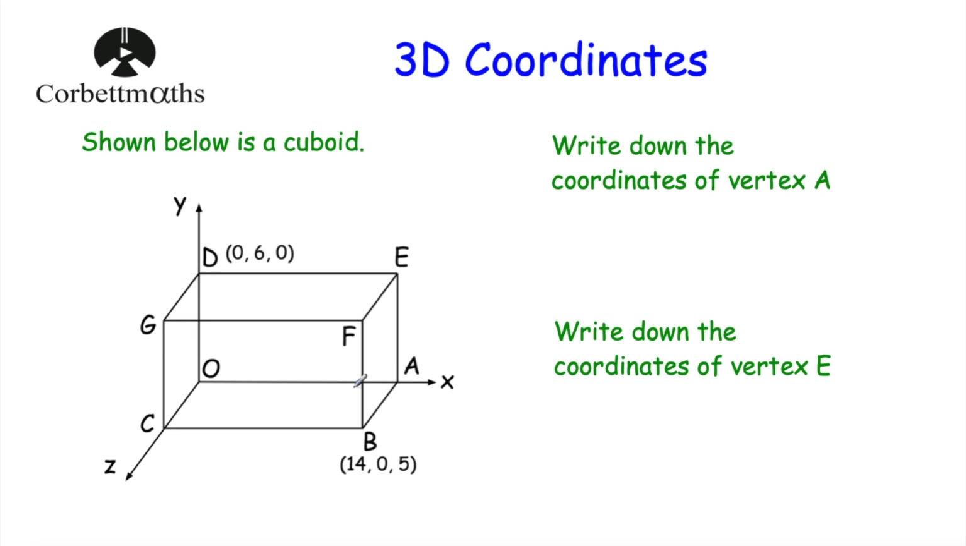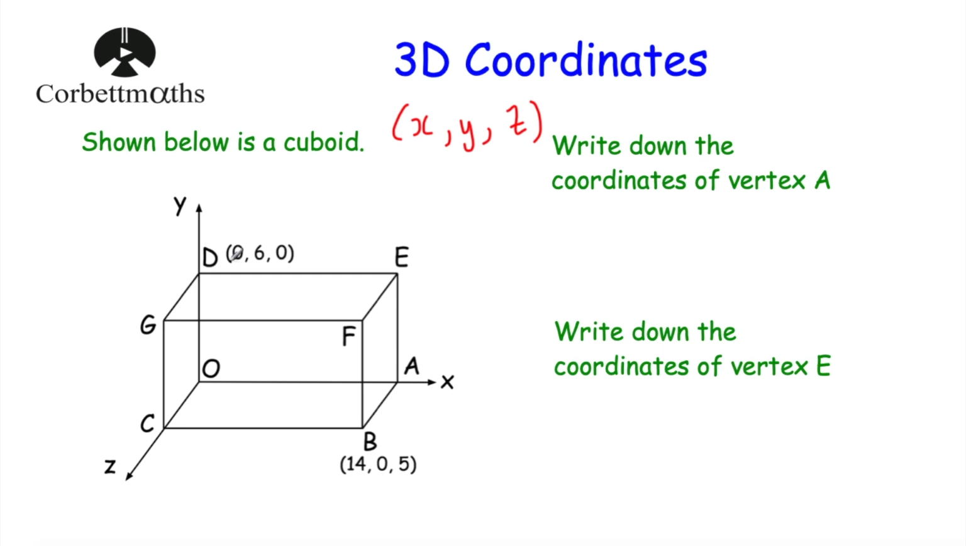So if we have a look at this cuboid, vertex A is here. So let's have a look at the points we've been given. We've been given B is 14, 0, 5, and we've got D is 0, 6, 0, and then we want to find the coordinates of this point here, A. So let's just write down the form that the coordinates are given in. They're given in X, Y, Z.